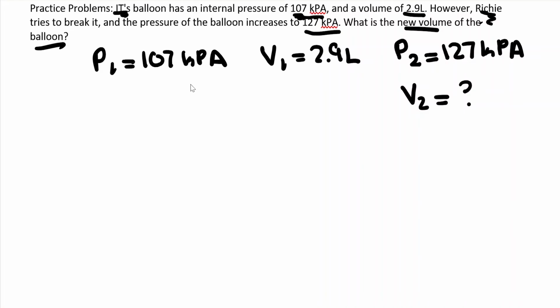So same thing we did in the last question. I'm just going to write out the expression and then solve for V2. Try to get it by itself. That makes it a lot easier in my eyes. But you can put in numbers right now and rearrange it. It doesn't really make too much of a difference.